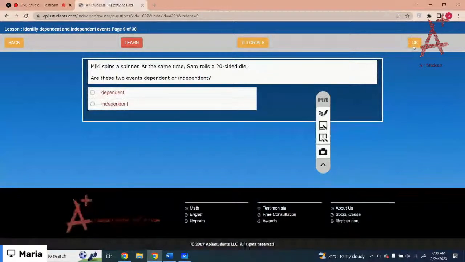Mickey spins a spinner at the same time Sam rolls a 20-sided die. Are these two events dependent or independent? They are independent, because he keeps spinning and their outcomes did not affect each other. Got it? That means they are independent.